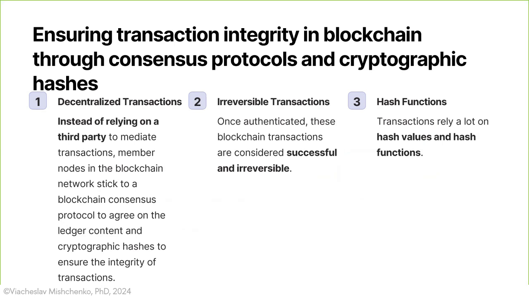And the third pillar is hash functions, which I find particularly elegant, because every transaction on the blockchain relies heavily on these mathematical functions that create unique digital fingerprints. And these hash values are essential for linking blocks together and ensuring the data hasn't been tampered with.